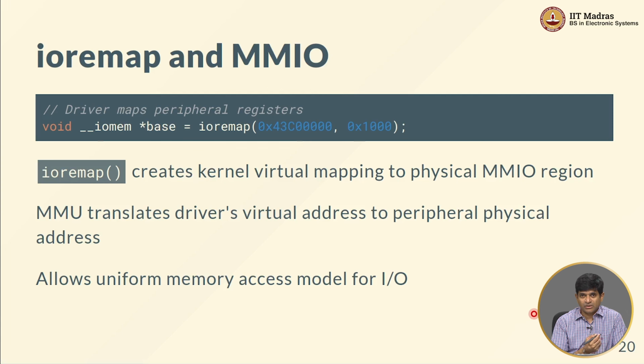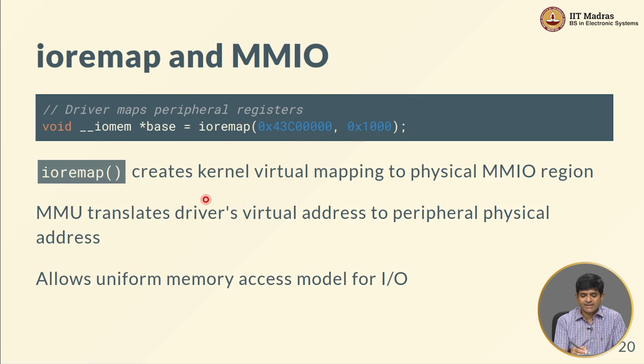So a function that we have used in the past to map peripheral registers was called ioremap. What ioremap does is it creates a kernel virtual mapping to a physical MMIO region, meaning that it is not DRAM, it is just a set of addresses which correspond to a physical memory mapped IO region. And by doing ioremap, we are creating a remapping in the kernel address space.